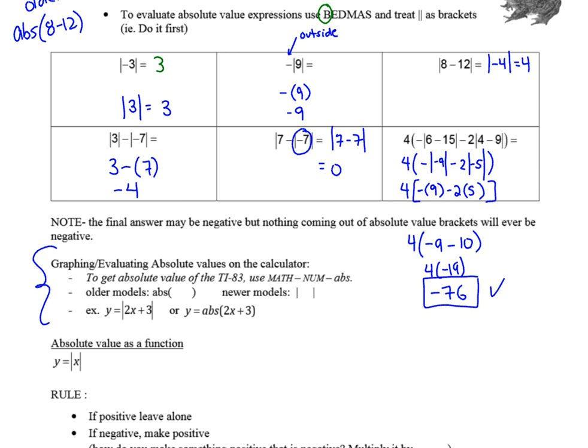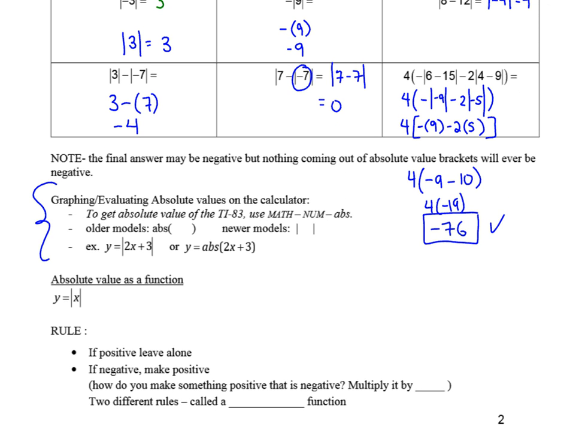So if you got that, you got it right. Okay, just so many brackets. It's messy. So the final answer can be negative, but nothing coming out of the absolute value can be negative, right? Things outside of the absolute value can be, but whatever comes out of an absolute value is positive.